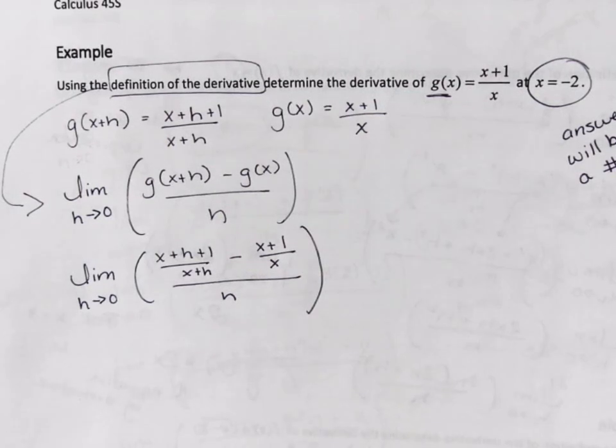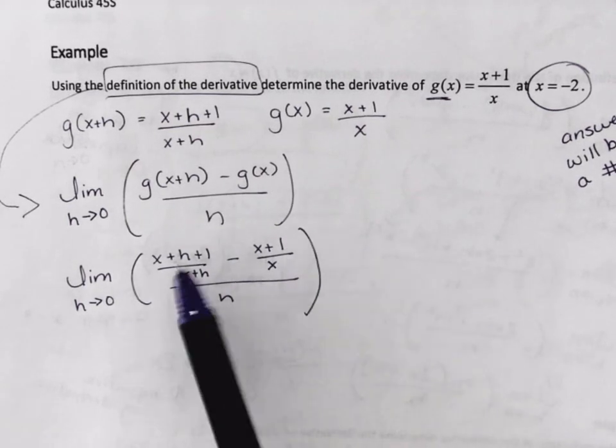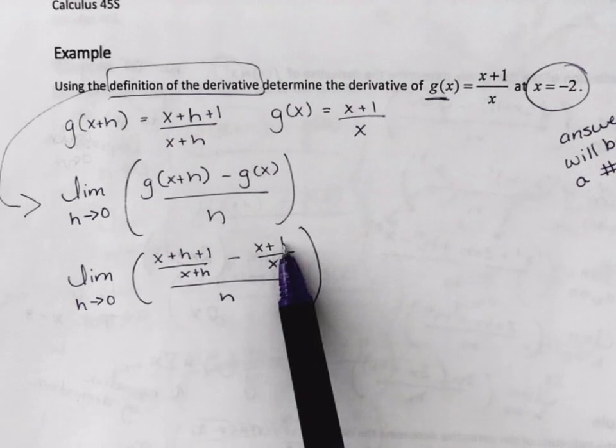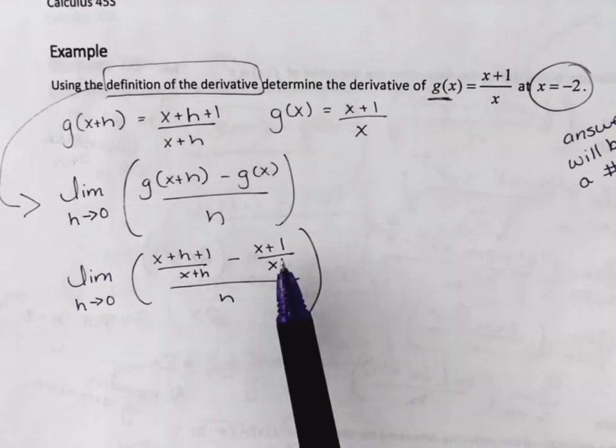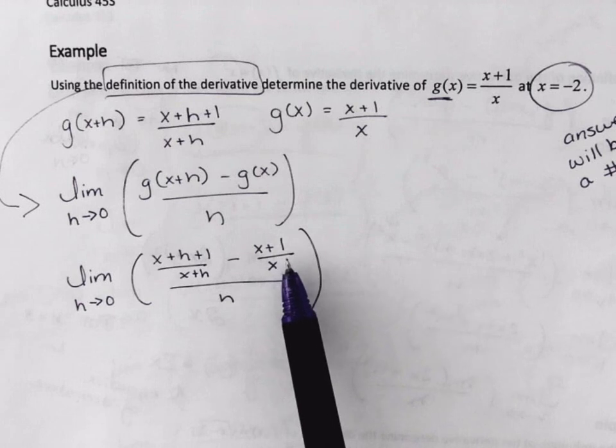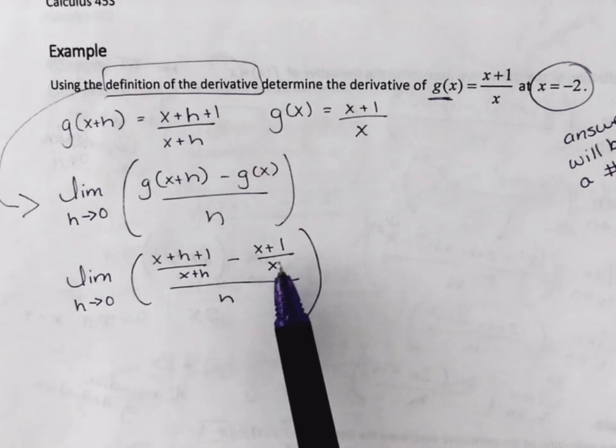What strategy are you guys going to use here? Common denominator. So, Anirudh, what is the common denominator? And you're just doing common denominators on the numerator, right? So what's the common denominator here? X times x plus h.